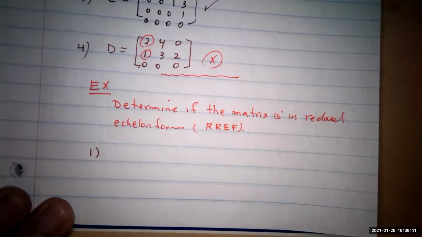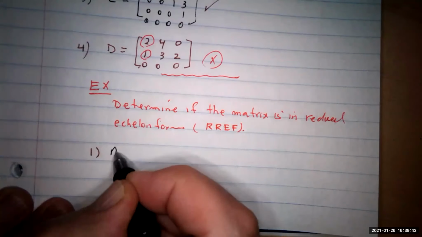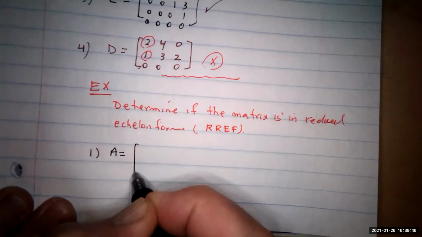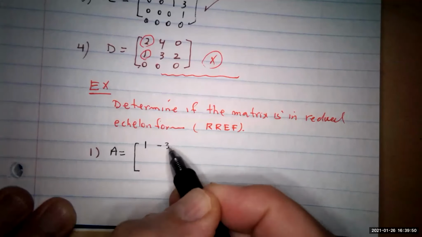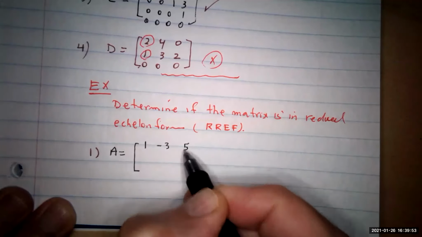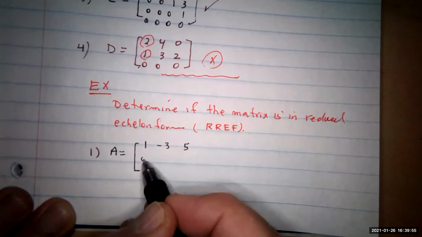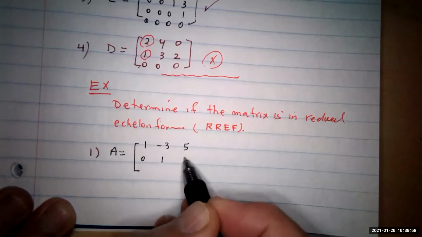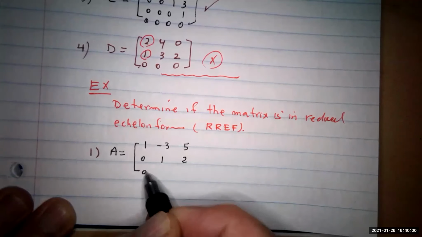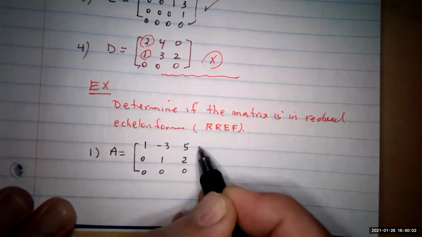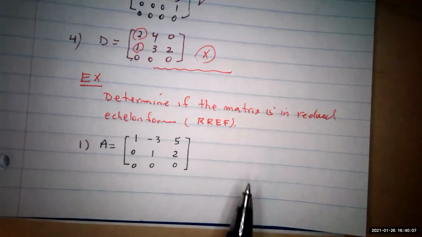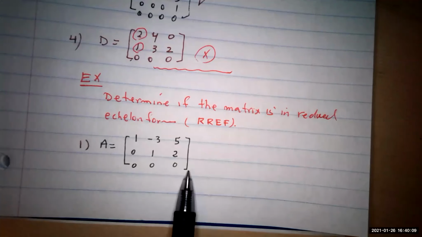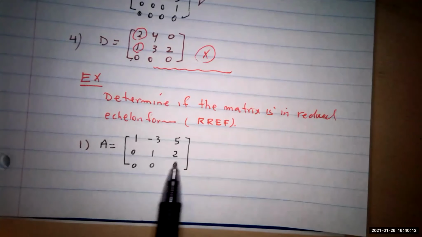So checking the first one, this is it, A is equal to, we have 1, -3, 1, -3, 5. Okay, and we get the 0, 1, and 2. And this is going to be the 0, 0, 0. Check to see if it's a reduced echelon form. Okay, the one with the zeros is here. Okay, and that's it. So this is already in echelon form.